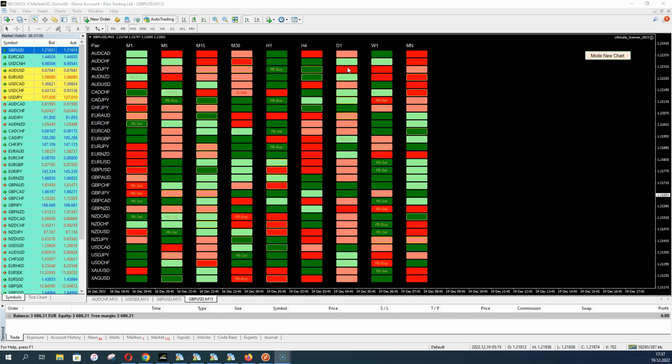I want to show you an example on the daily time frame. We are in the Aussie yen. It's a dark red box, which tells us on the daily time frame we have a strong sell trend for a while. And especially if you go to the higher time frames, you will see maybe more boxes, and in the first moment you think the signal from the Ultimate Scanner is wrong, but it is not.